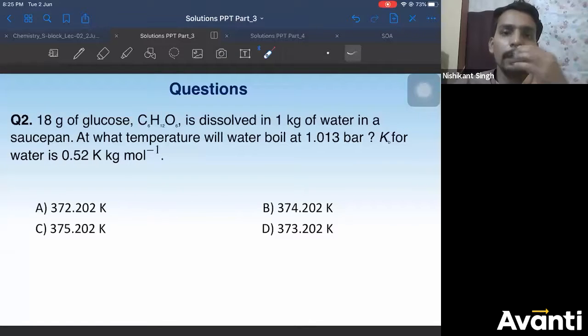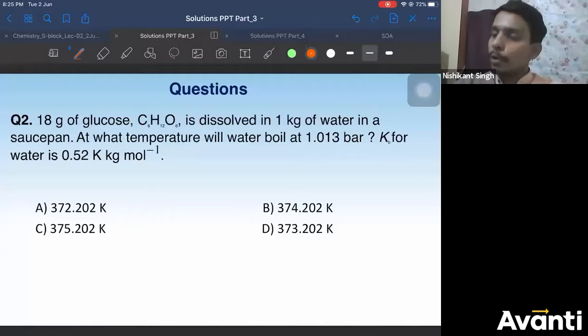Right. So I hope it is clear, guys. We can end it now on a count of 3, 2, 1. We are ending this now. It's a direct question again. You have to find the boiling point of water. That means your solvent. Water is your solvent. You have to find T naught B.